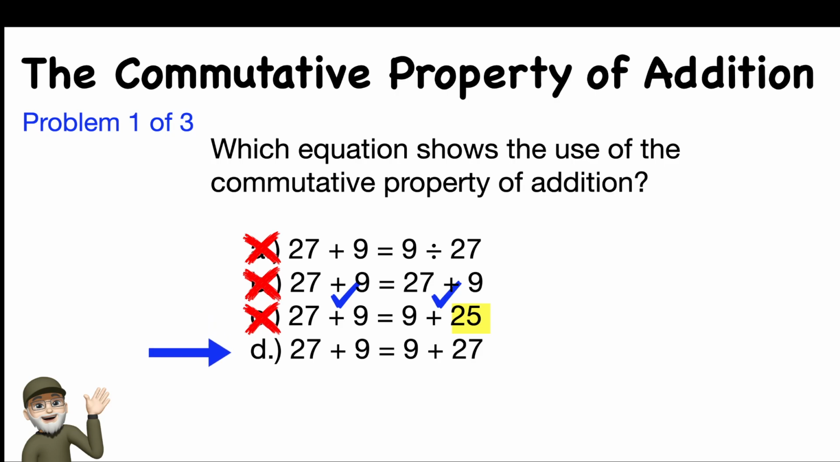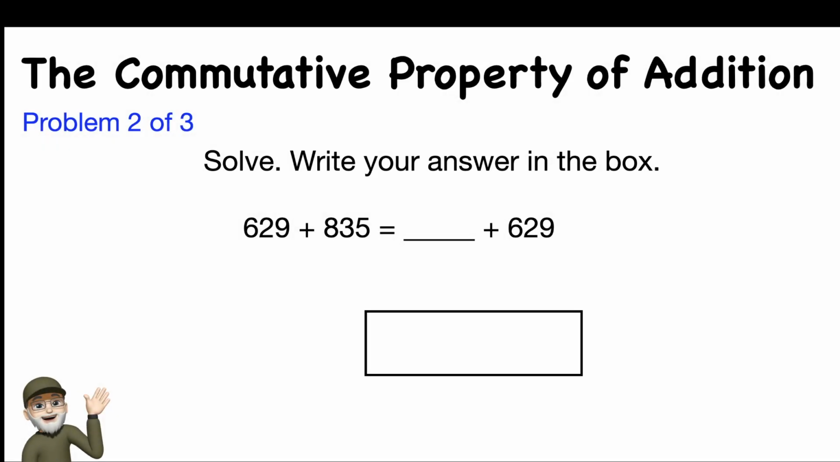D. 27 plus 9 is equal to 9 plus 27. We have addition left and right. That's good. We have 27 on the left and 27 on the right, and we have 9 on the left and 9 on the right. And notice that the order of the numbers is changed. So that's why D is the correct answer for the commutative property of addition.